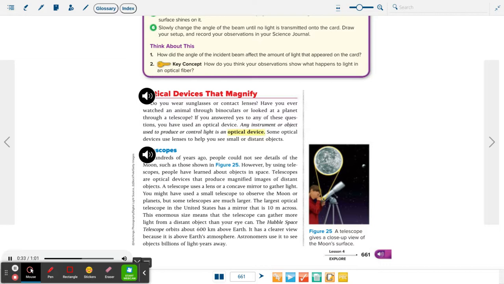The largest optical telescope in the United States has a mirror that is 10 meters across. This enormous size means that the telescope can gather more light from a distant object than your eye can. The Hubble Space Telescope orbits about 600 kilometers above Earth. It has a clearer view because it is above Earth's atmosphere. Astronomers use it to see objects billions of light years away.